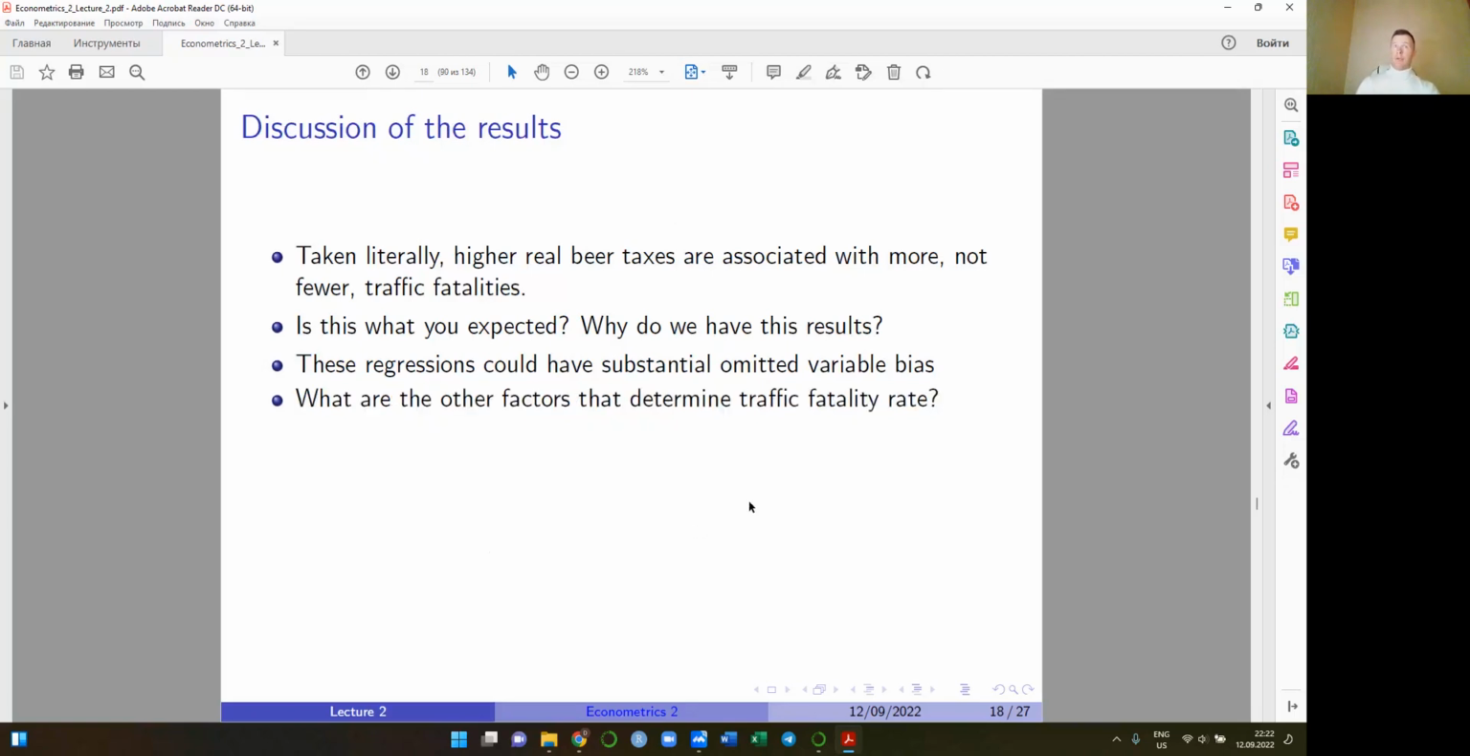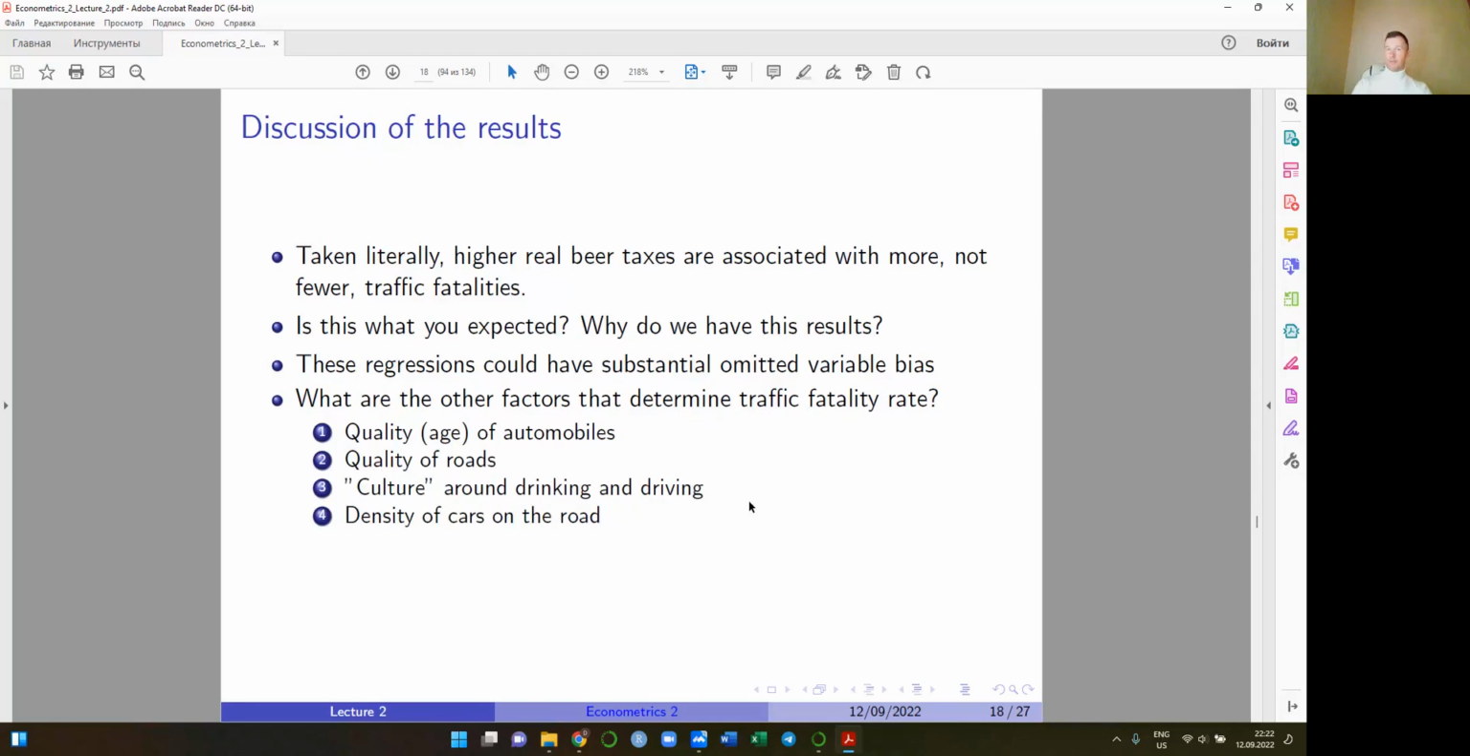What are the potentially omitted variables here? For example, quality of automobiles, quality of roads, culture around drinking and driving, density of cars on the road. Some of these variables, for example, culture, are simply not possible to observe and measure. Well, how would we do it? Quality of roads, well, to some extent it is possible, but also highly problematic to measure the quality of roads in each state in every year.